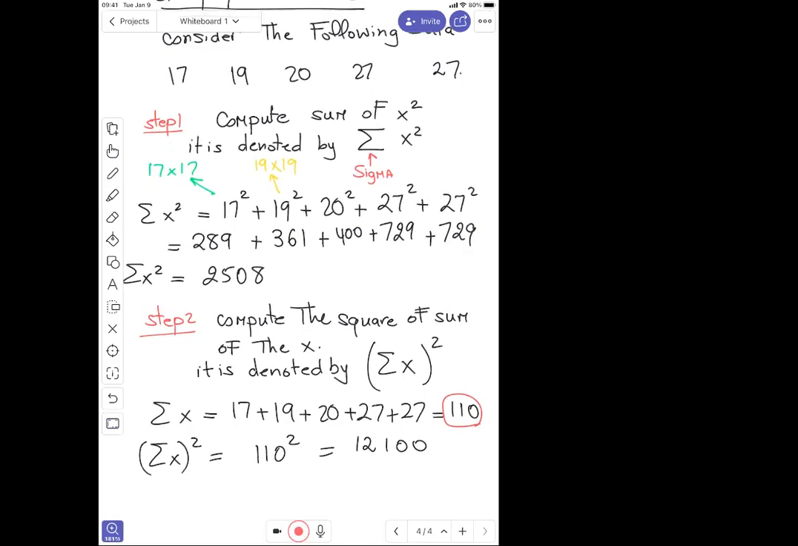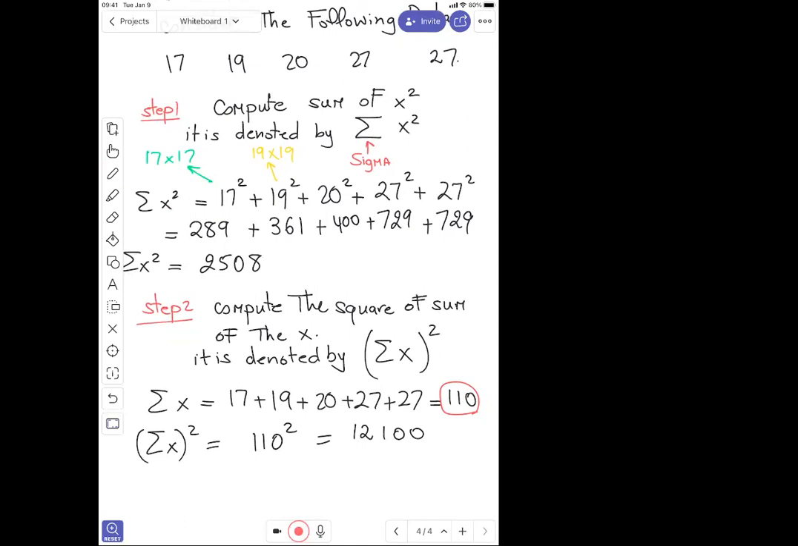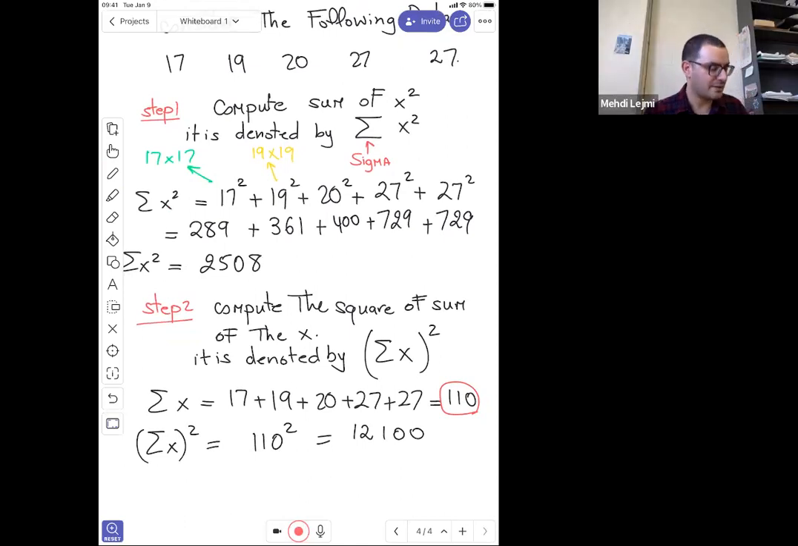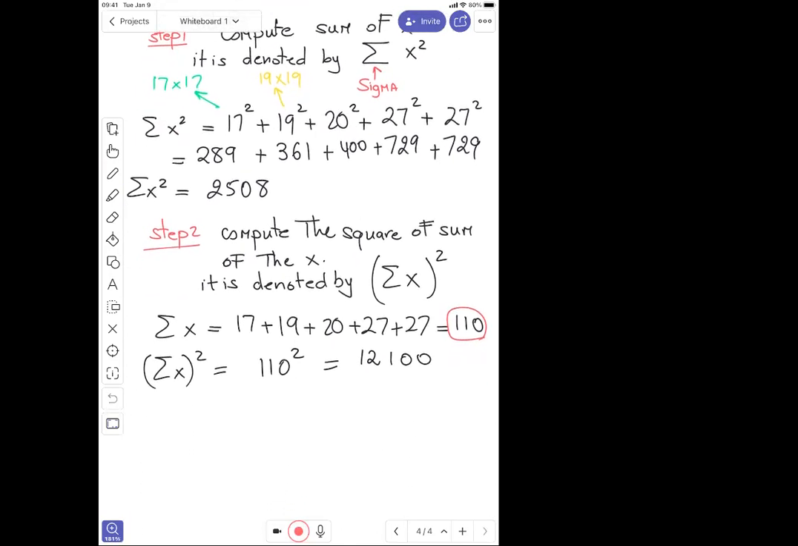Okay. Hold on, Professor, real quick. Yes. So 1, you do square and sum. 2, you do sum and square. Yep. All right. Yep. Sum and squares. All right, so almost done.